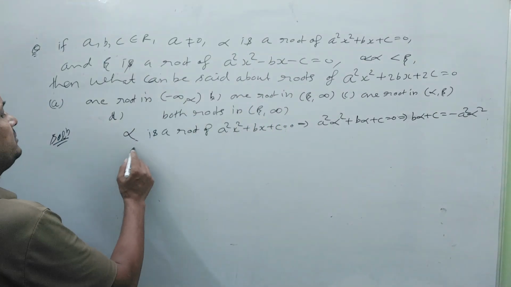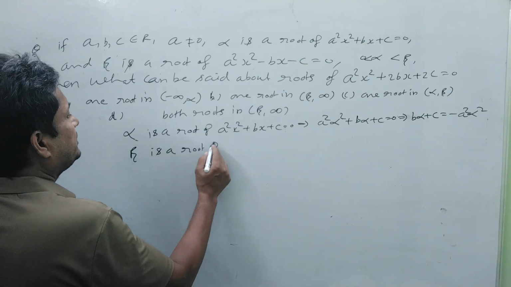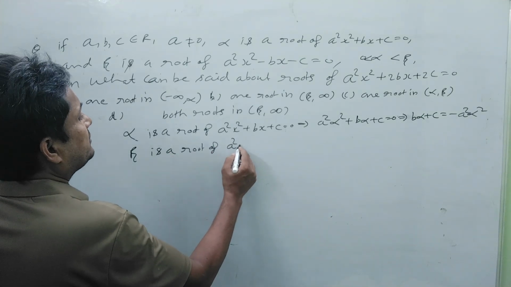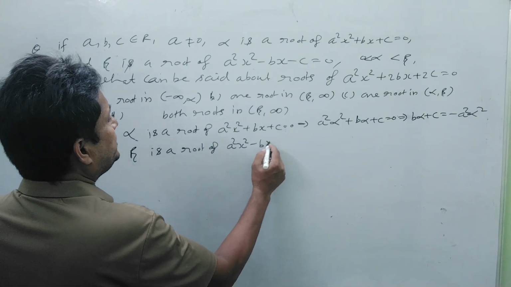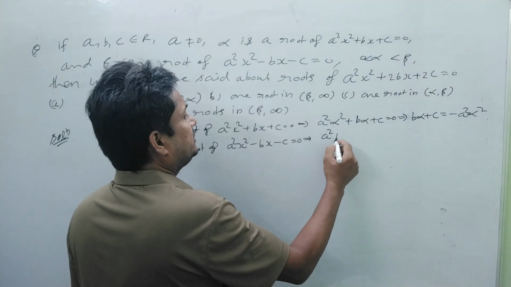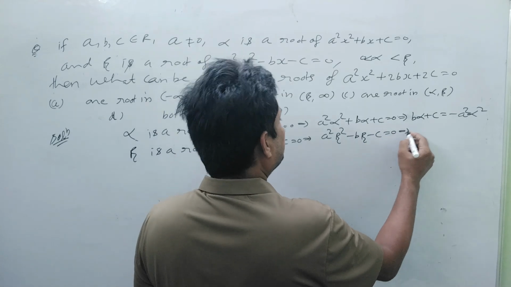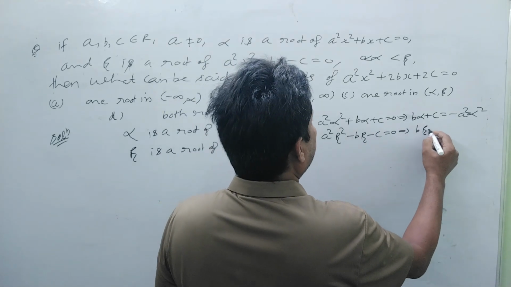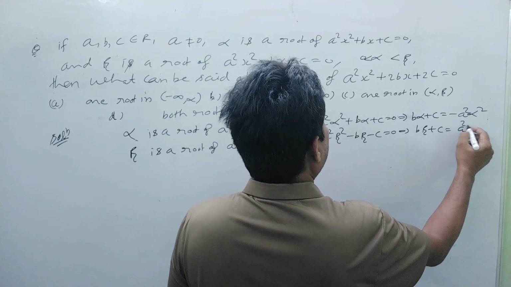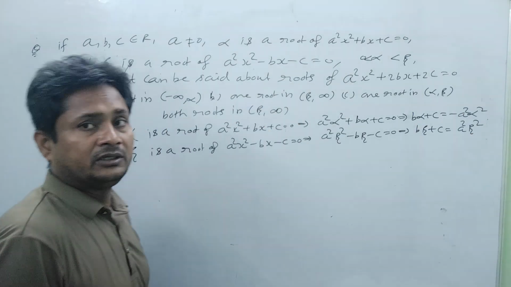Similarly, beta is a root of a²x² − bx − c = 0. So it will satisfy: a²beta² − b beta − c = 0. So this we can write as b beta + c = a²beta².